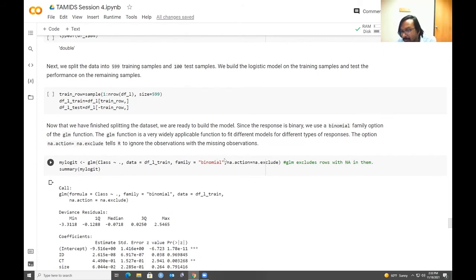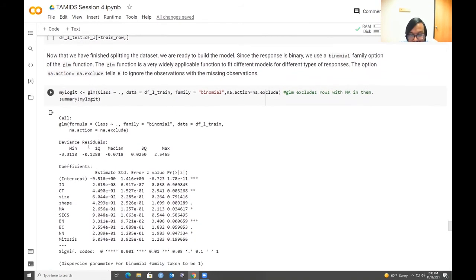Now, once the binomial family is set, by default, R knows that we are fitting a logistic regression. The na.action equal to na.exclude tells R what to do with the missing values. So the glm excludes the observations with NA in them. So it handles the missing observations directly. Similar to before, we still look at the summary function to check out the output. So this is what the output looks like.